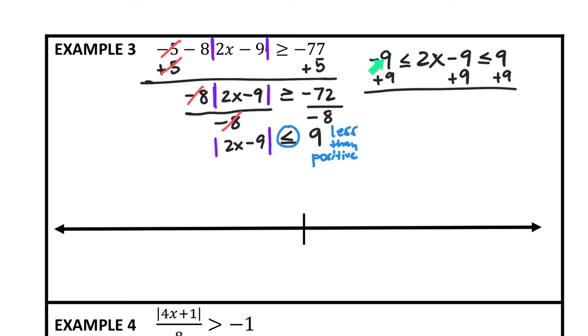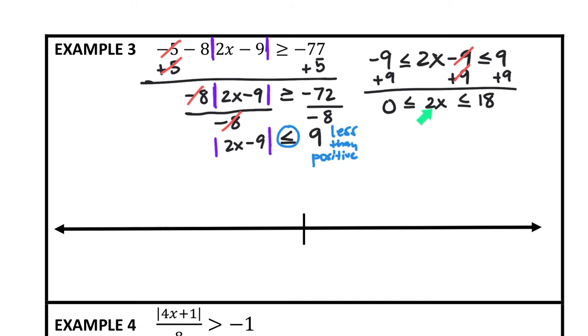So what's negative 9 plus 9? It's going to give me 0, less than or equal to, bring down the 2x. Negative 9 and positive 9 will cancel. Bring down the less than or equal. And then what's 9 plus 9? It's 18.